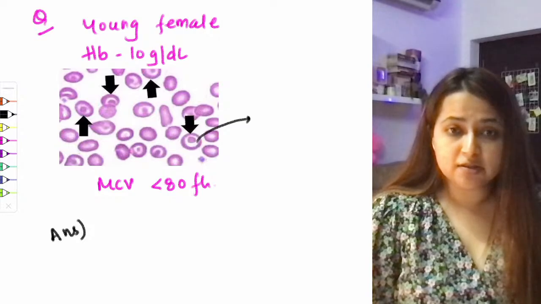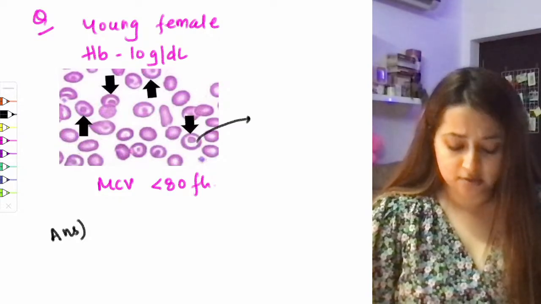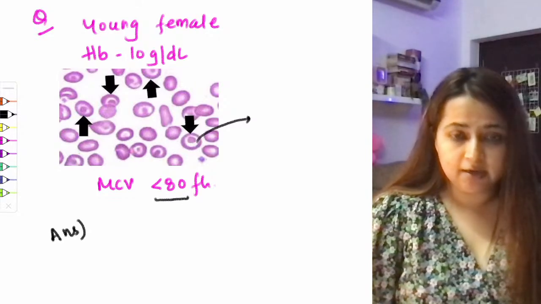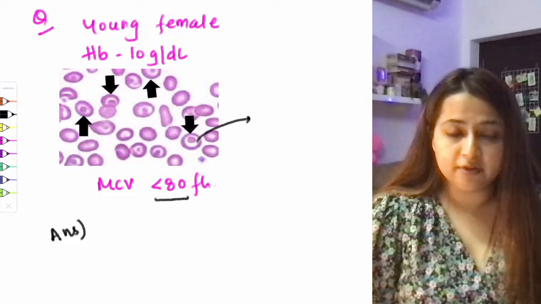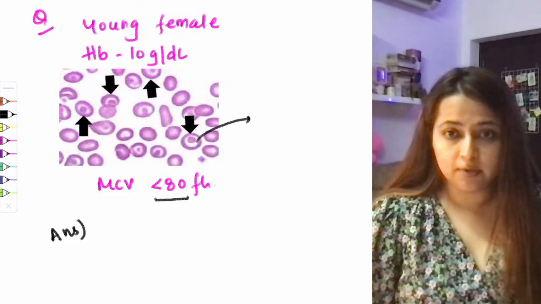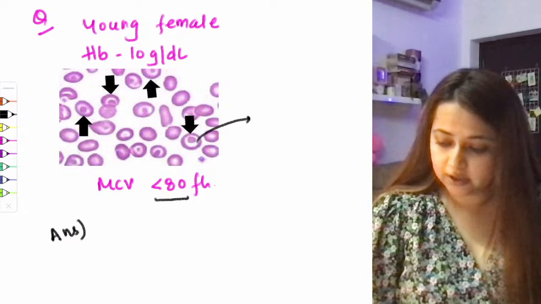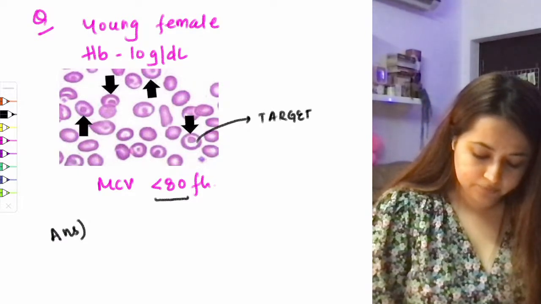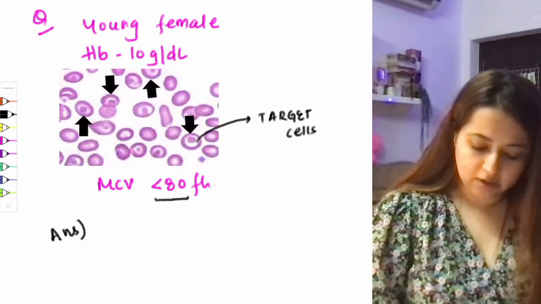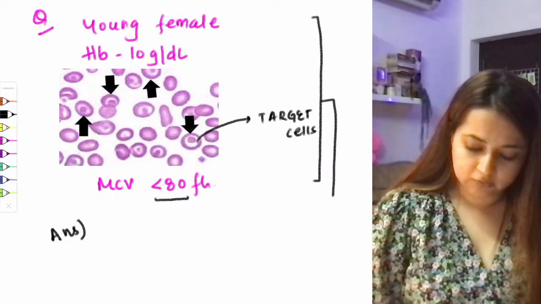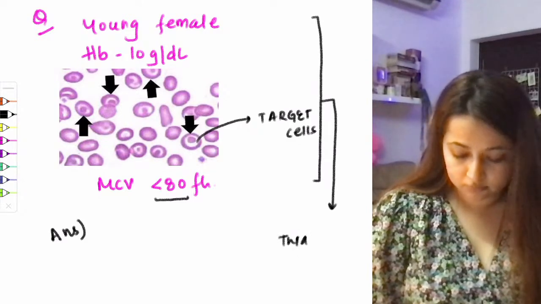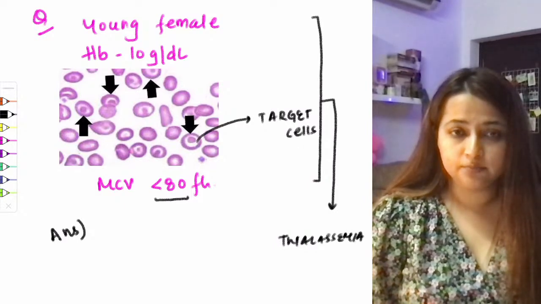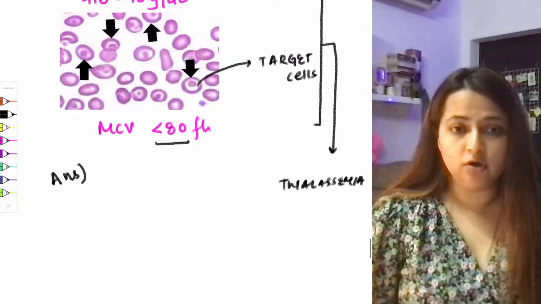So someone said B12 deficiency. Why do you think B12 deficiency? In B12 deficiency, first of all, MCV would be more than 100, especially more than 110. And secondly, in B12 deficiency, you will see hypersegmented neutrophils. The cells will be large, macrocytes will be there, right? Here, what we are seeing is target cells. So we are talking here about thalassemia. All right, moving on.